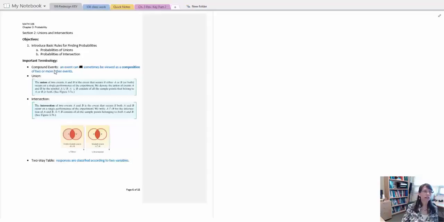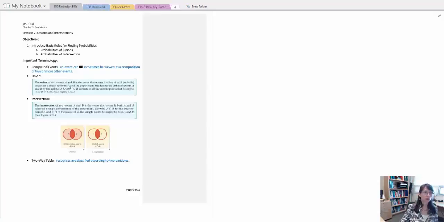A compound event is an event which can sometimes be viewed as a composition of two or more other events. So as you can see, the Venn diagrams come into play here again, because Venn diagrams can easily be used to show more than one event.